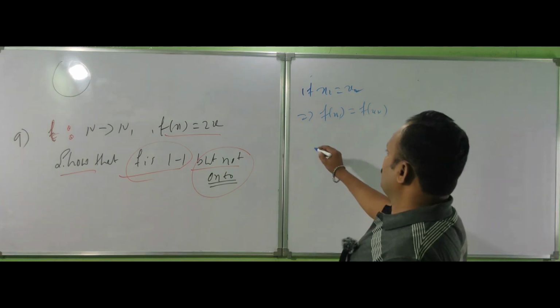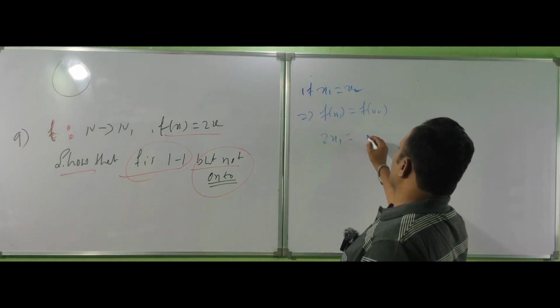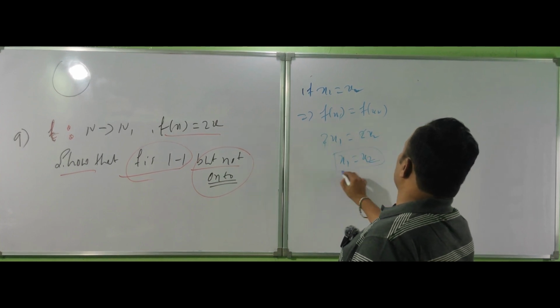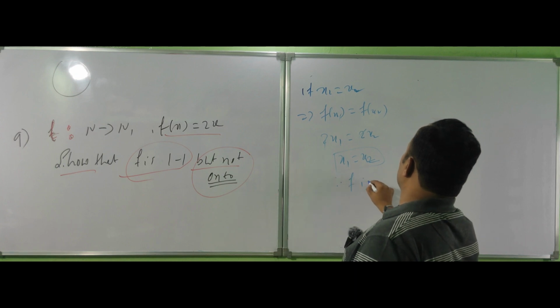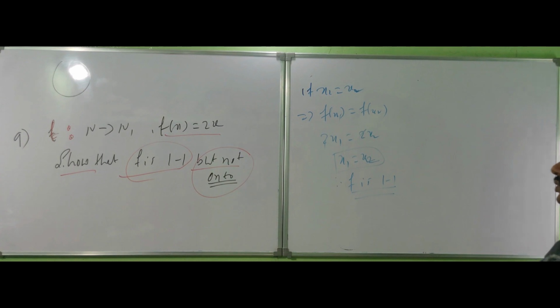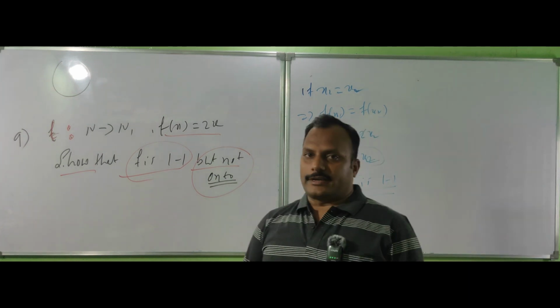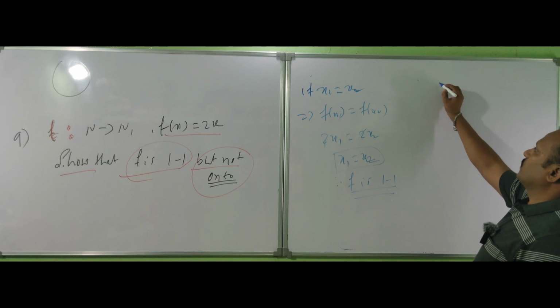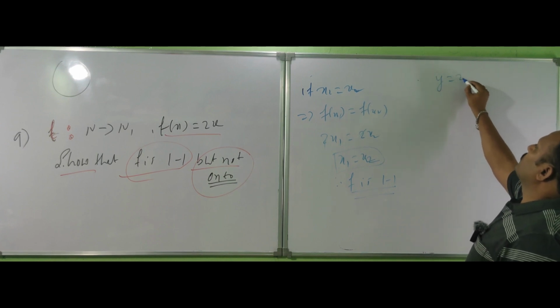Just put the values. 2 of x1 is equal to 2 of x2. So 2 cancels, x1 is equal to x2. Therefore, f is 1 to 1. What is the condition for onto? At least, for every y, f of x equal to y should have one pre-image. For onto, let y is equal to 2x.